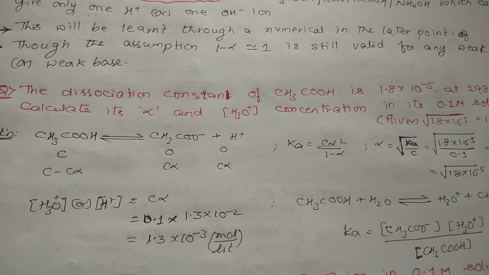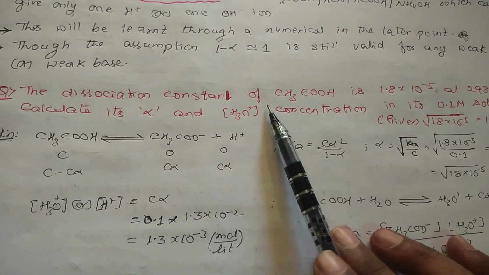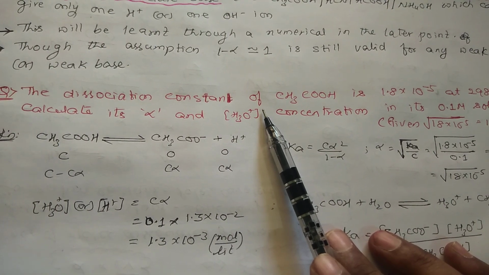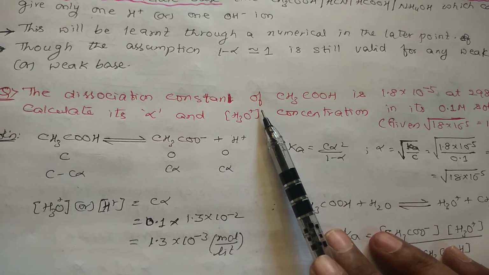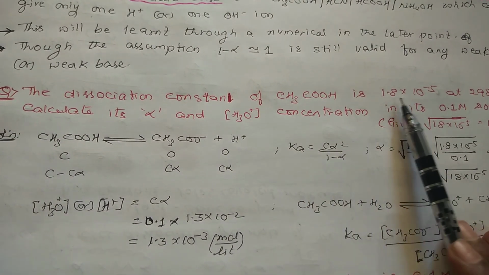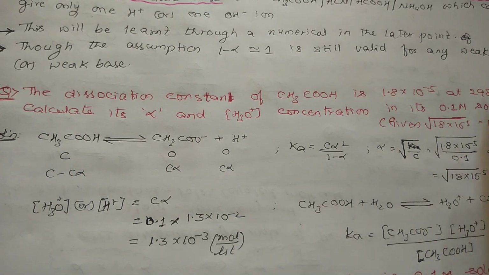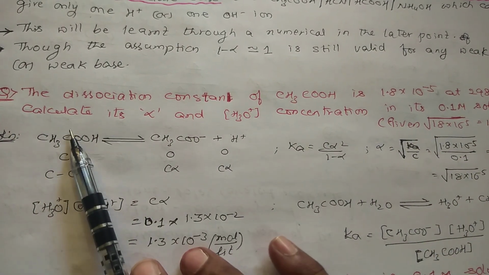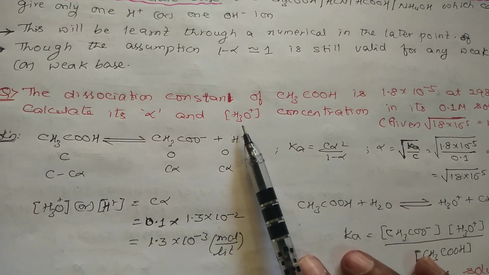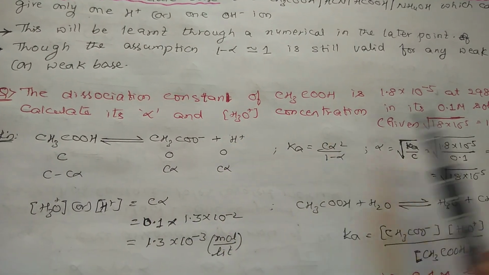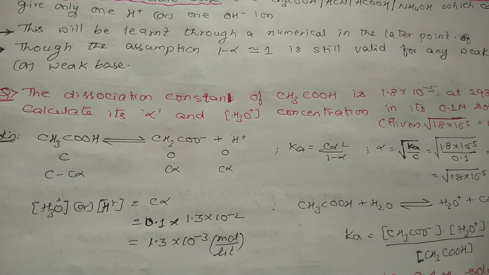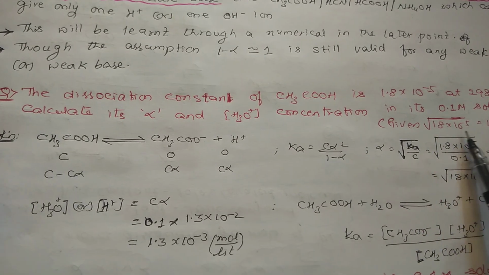Okay. Let us take one example and solve that. The degree of dissociation constant. Dissociation constant means, polar covalent molecule. Dissociation constant of acetic acid is 1.8 into 10 power minus 5 at 298 Kelvin, means 25 degrees centigrade. Calculate alpha and concentration of H3O plus in its 0.1 molar solution, and given root of 18 into 10 power minus 5 is equal to 1.3 into 10 power minus 2.